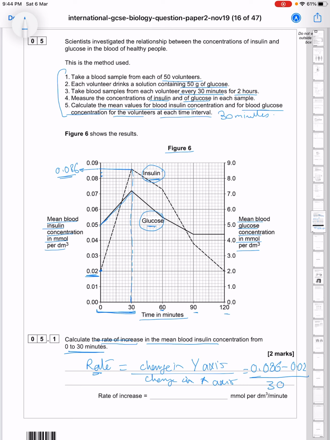Guys, to calculate the rate of anything, you need the change in the y-axis over the change in the x-axis, and then if you do the math, it's going to be 0.002 millimole per decimeter cubed. That's 2 marks: 1 mark for showing your work and 1 mark for the final answer. You don't need to write the unit because it's obviously written here.